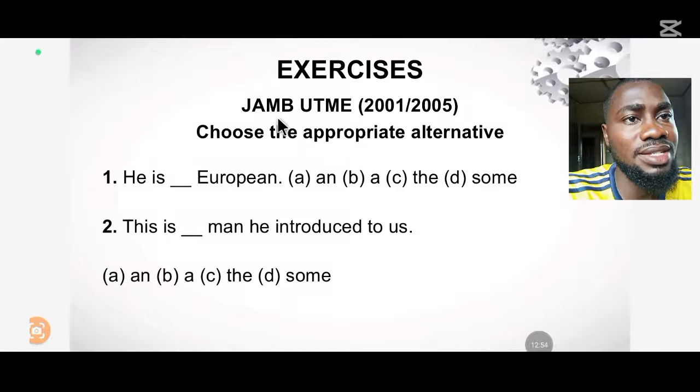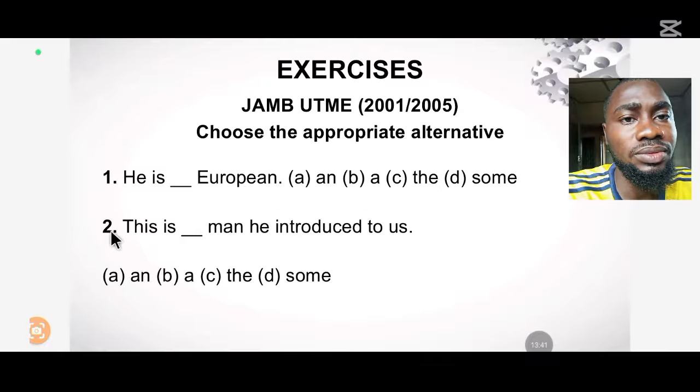Exercises. These exercises were taken from JAMB UTME 2001 to 2005. It says, choose the appropriate alternative. That's the instruction. Number 1, "He is dash European." A, an. B, a. C, the. D, some. You answered right. The answer is B. "He is a European."